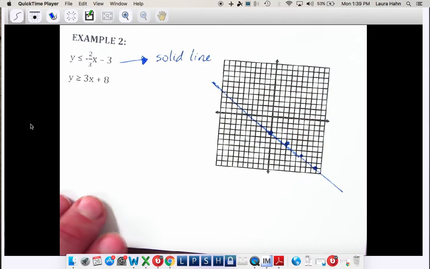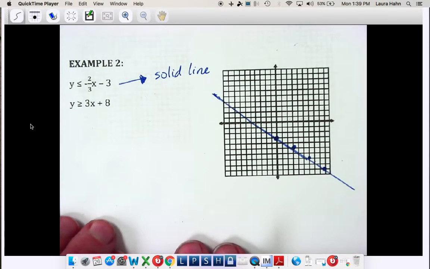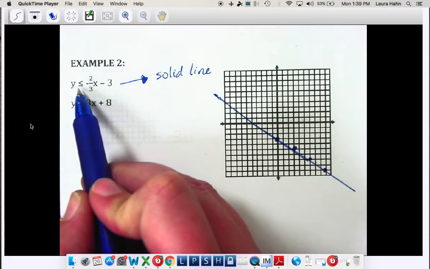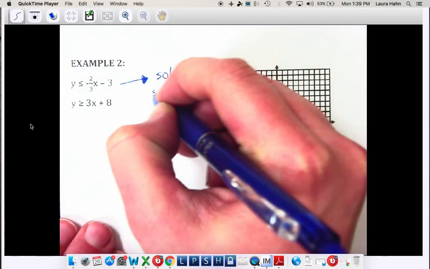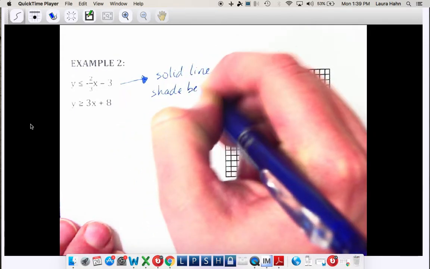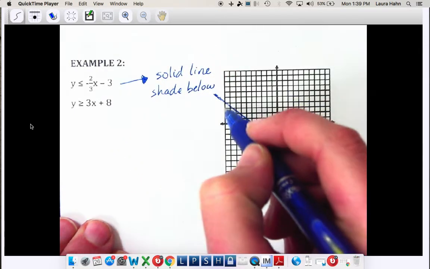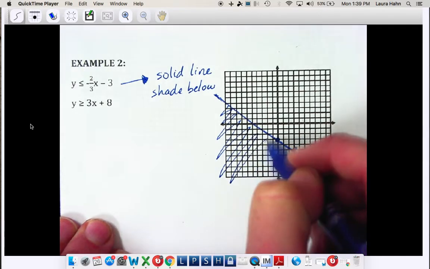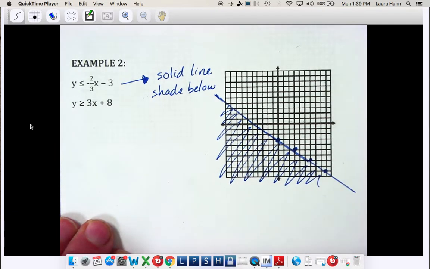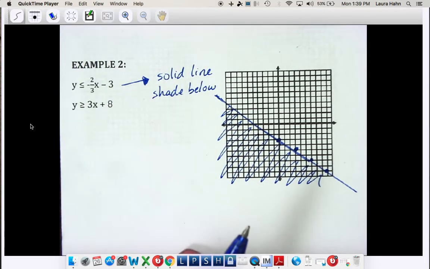There's my solid line. And that is a less than symbol, which is going to tell me to shade below. So we're going to shade below lightly, because I need to be able to see where they overlap.